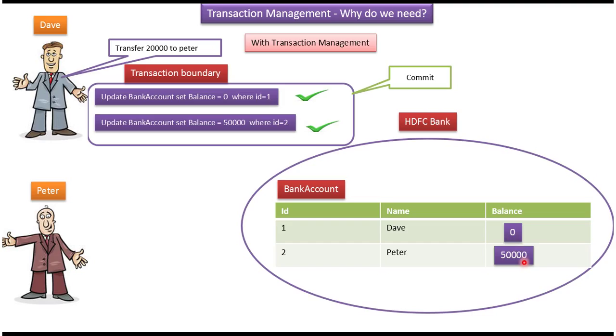As per transaction management, within the transaction boundary, if all queries are executed successfully, then changes will be applied to the database table. If any one query is not executed properly, then changes will be rolled back and changes won't be applied to the database table. In this way we can avoid the issues which I have explained in the first session, right?